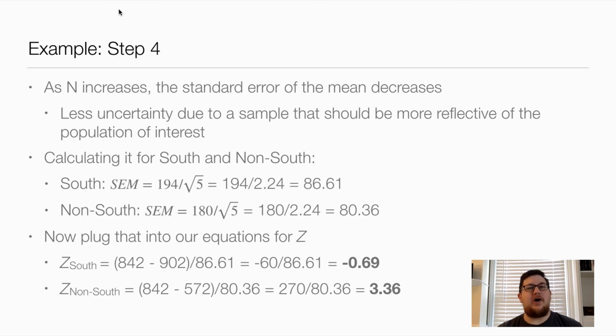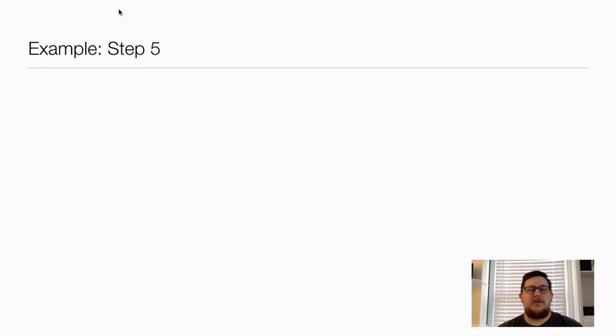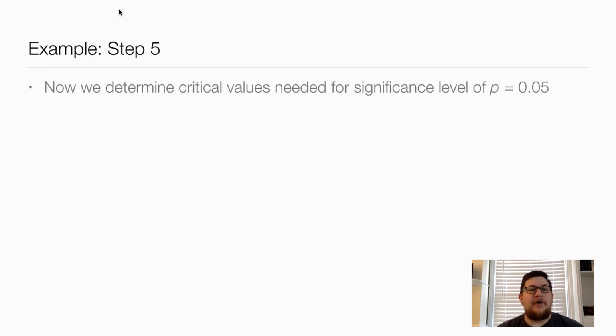Okay, so you can kind of already tell which one is more likely to be the origin of this student. But let's keep teasing it out just so we see. So step 5, if you recall, in step 5, we go ahead and determine that critical value. Now, we determine critical values needed for the significance level of P equals 0.05. This is where things get a little bit tricky.